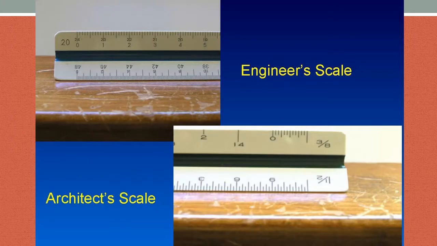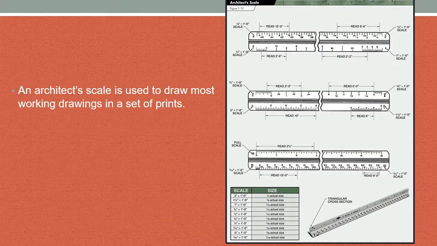There are two types of scales that you will encounter. One is the engineer's scale, and it usually involves round numbers, 20 feet, 100 foot, or the architect's scale. And these scales are 3/8 of an inch equals 1 foot. It's usually architect scales drawn, most working drawings in a set of prints, especially in buildings.